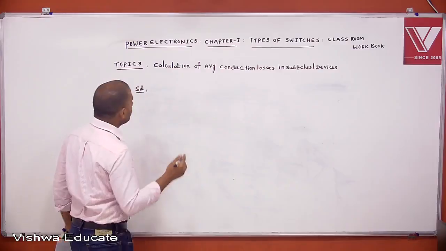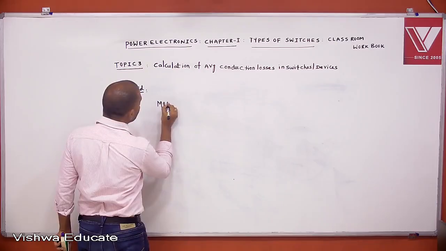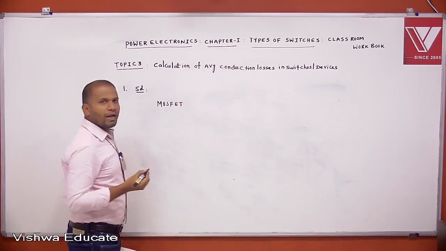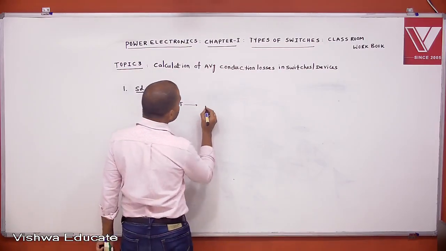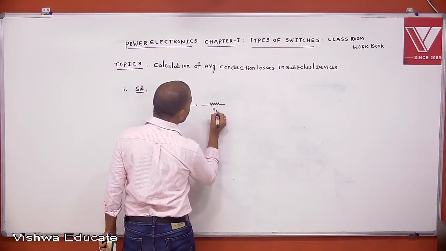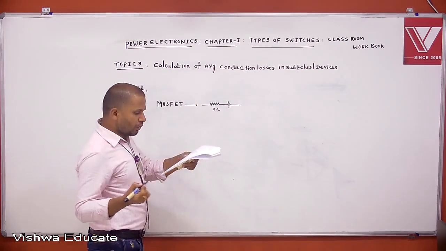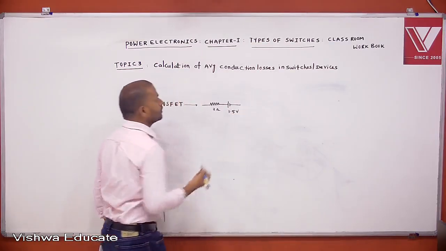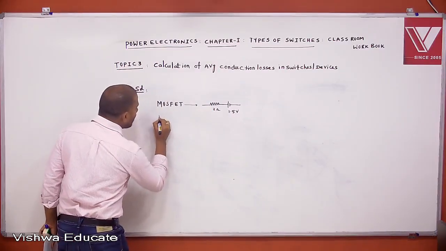Given that this is the MOSFET, modeled as on-state resistance of 2 ohms and voltage drop of how much it is given? 1.5 volts. Okay. Now, a current waveform as shown in figure.